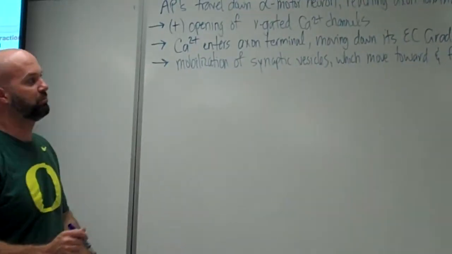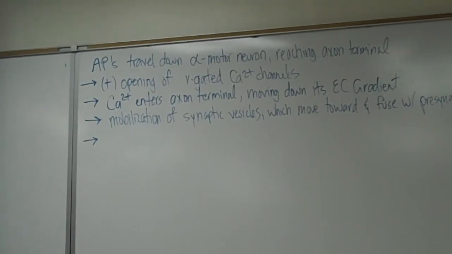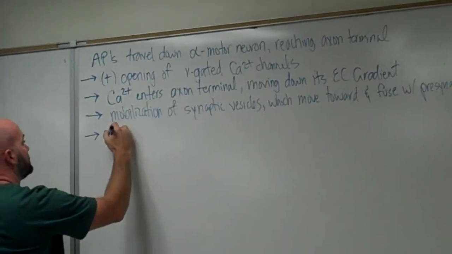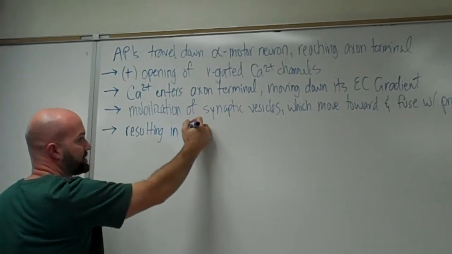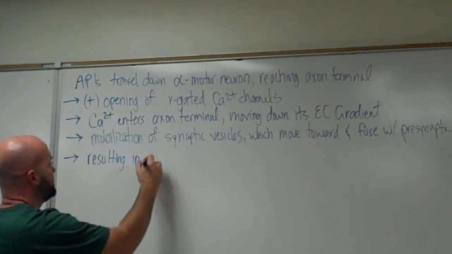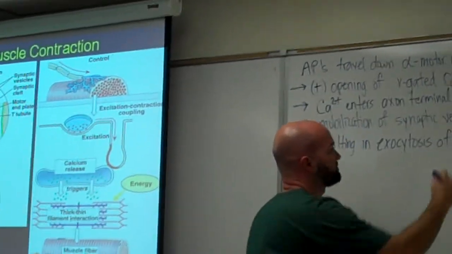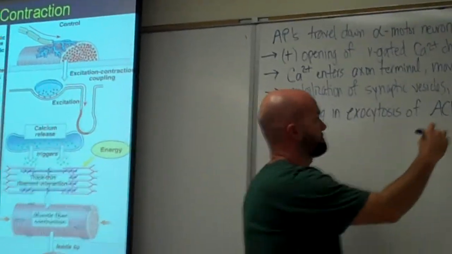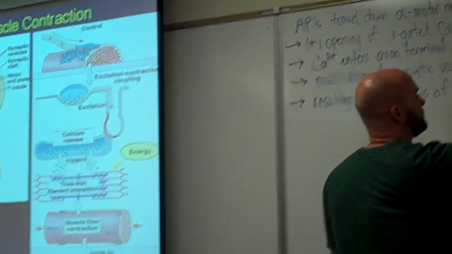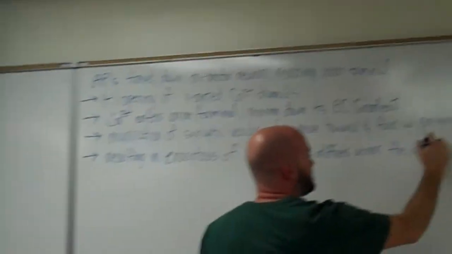It says fuse with what? Fuse with the presynaptic membrane. Resulting in, there we go. What's the process? Exocytosis. Exocytosis of acetylcholine, which diffuses across the synaptic cleft.